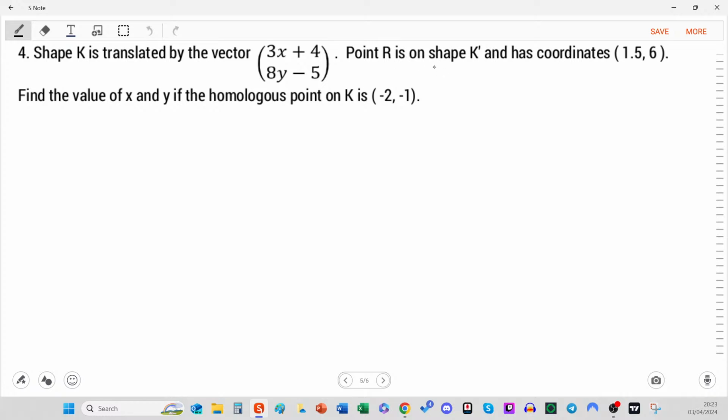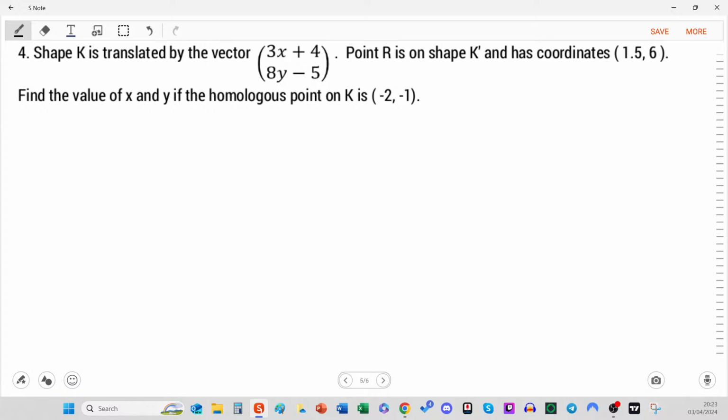Shape K, yeah. So here we go. We've got point R is on K prime and has coordinates (1.5, 6), and the value of x and y. So find the value of x and y if the homologous point on K is (-2, -1). This just means the equivalent point, like the similar point, the same point. So there's the point on this shape that is the same point, and it's being transformed.